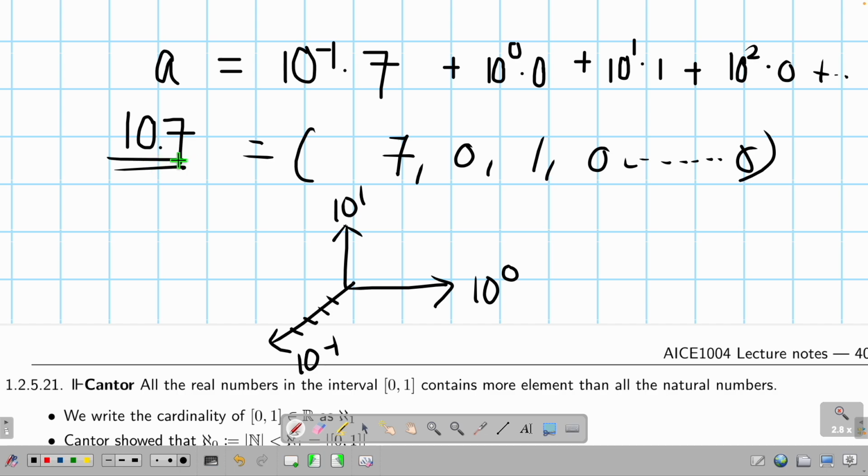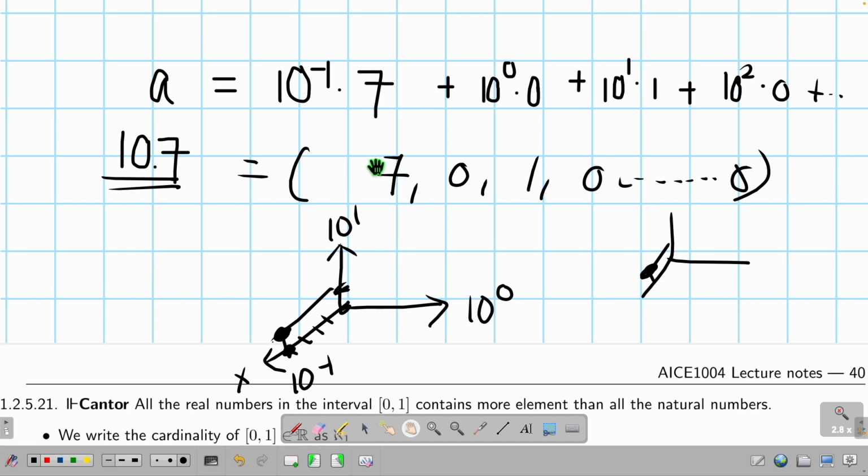So what is 10.7 here? The x coordinate goes to 7, the y coordinate is 0, the z coordinate is 1. So it will be this point. So it means I have a 3D object here. That means 10.7 in a three-dimensional coordinate system is a point located here.